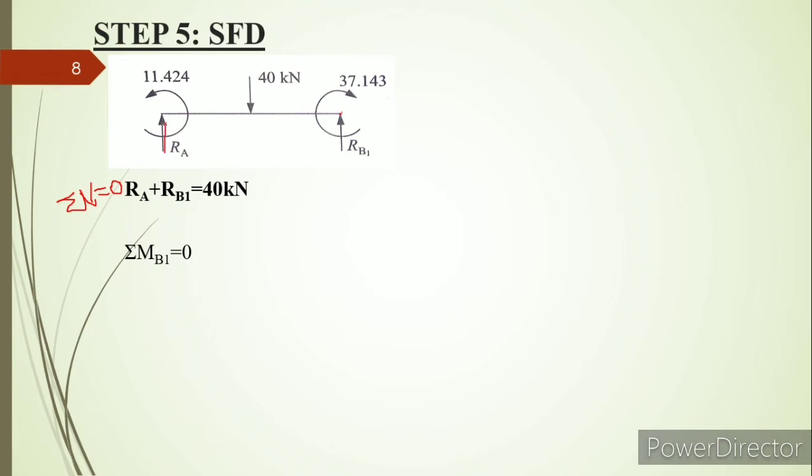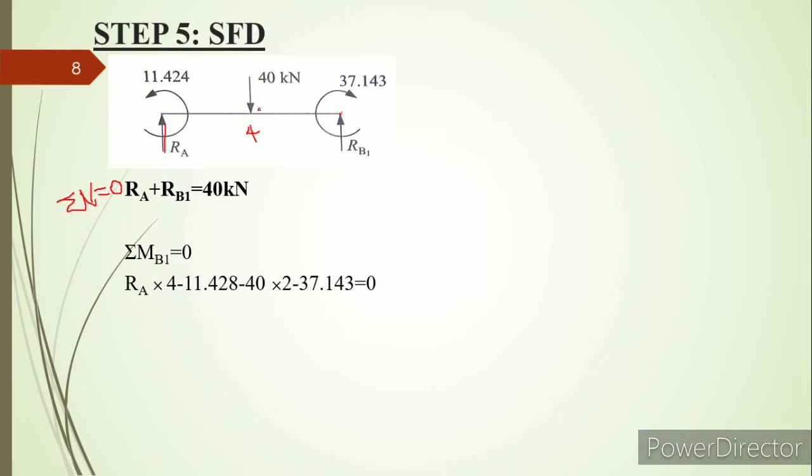Therefore, RA into the distance of 4 meter, RA into 4, is in the clockwise direction. So RA into 4 minus 11.425. This moment is in the anti-clockwise direction, hence the negative value.